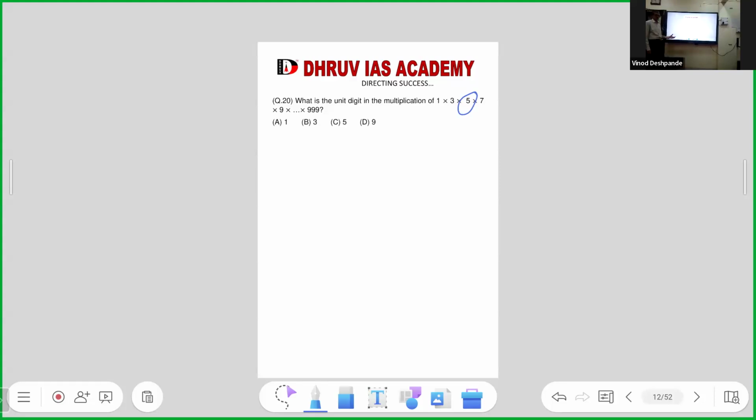See the table of 5. 5 ones are 5, 5 twos are 10, 5 threes are 15. But here we are not having any even multiples because there is no even number. So all the odd multiples of 5 will result in a number ending with 5. The unit place digit of that number will be 5. Same way in this product, 1 into 3 into 7 into all those numbers, there will be 5, there will be 15, there will be 25. So the product's last digit will always be 3, ending with 3. Oh, sorry, I mean 5.